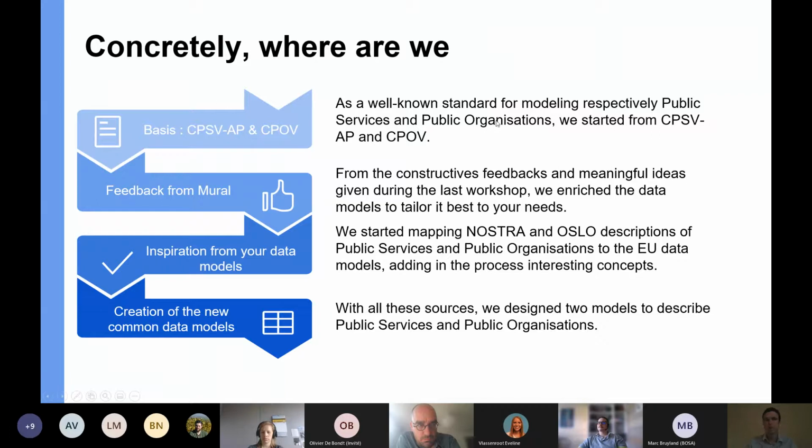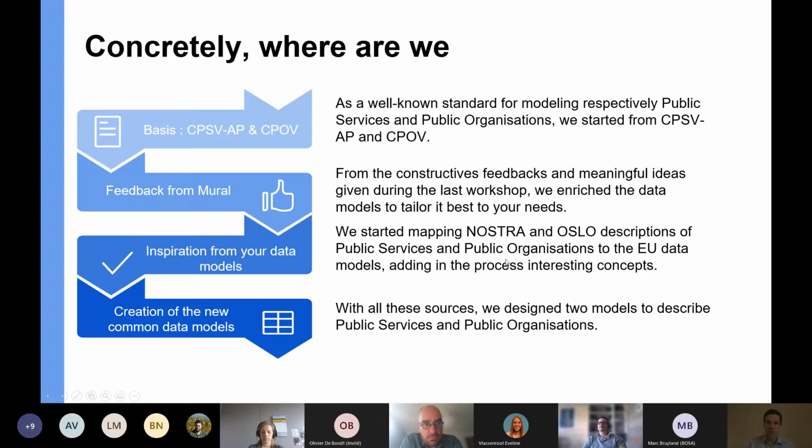But not only, we have also looked at your feedback from Mural. If you remember, we did an exercise trying to capture the information, the concepts that you would like to see as part of those models. We have mapped, meaning compared, those information with CPSV-AP and CPOV. And we have done that also for Nostra and Oslo descriptions, which are two standards that are used in Belgium today.